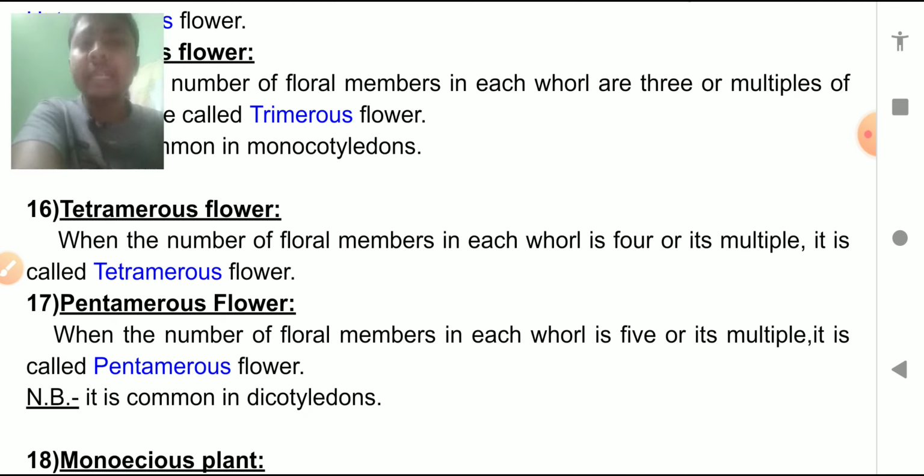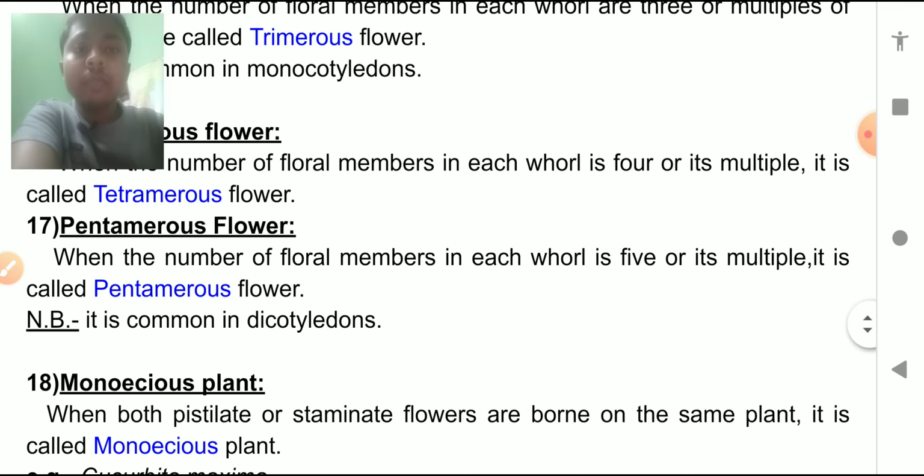Next we talk about the pentamerous flower. When the number of floral members in each whorl is 5 or a multiple of 5, it is called a pentamerous flower. When a single flower bears 5 floral members or a multiple of 5, it is called a pentamerous flower. This is the common characteristic of dicotyledonous flowers. Most dicotyledon flowers bear pentamerous flowers, and most monocotyledons bear trimerous flowers.